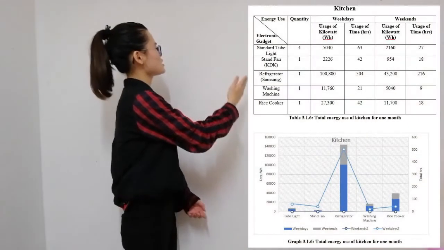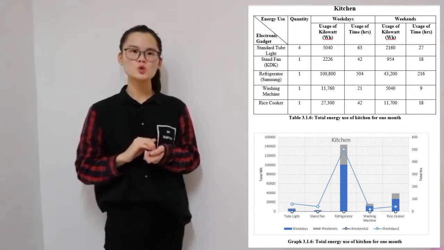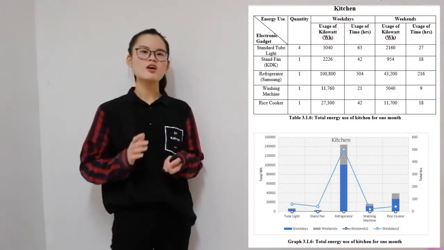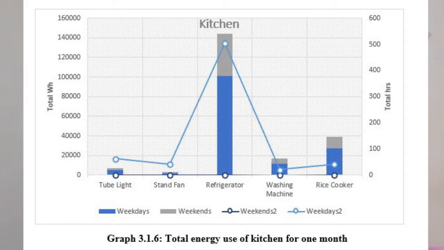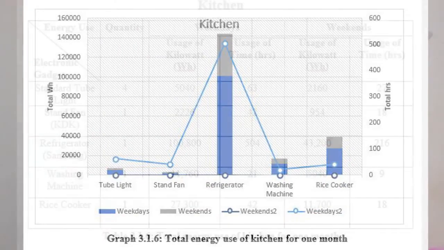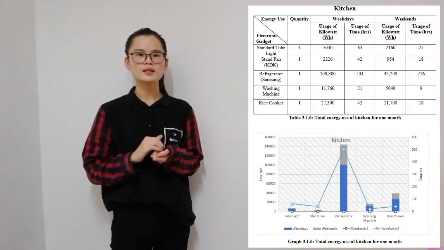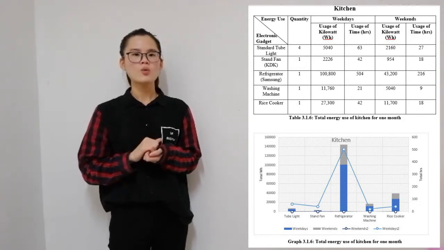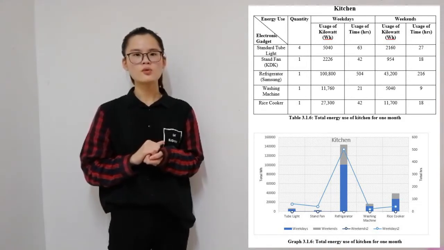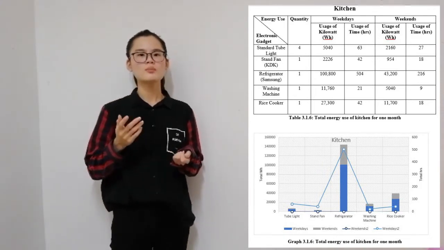The last one is the kitchen. Based on the data, we know that the kitchen is the highest energy used compared to the others. Therefore, based on the table and this graph, we can clearly see that the refrigerator has the highest energy use among the electronic gadgets in the kitchen. The refrigerator uses 100,800 watt hour and 504 hours during the weekdays, while 43,200 watt hour and 216 hours during the weekends per month.